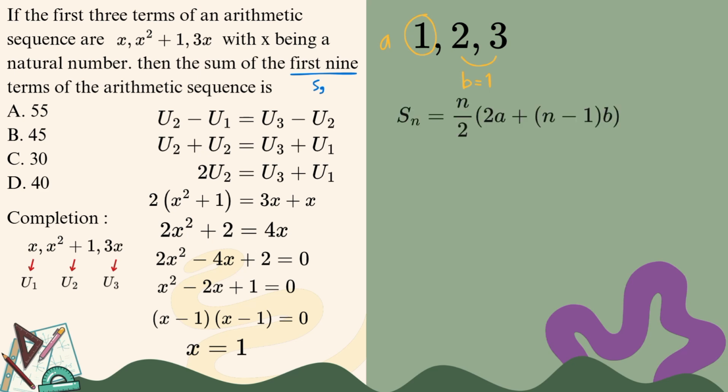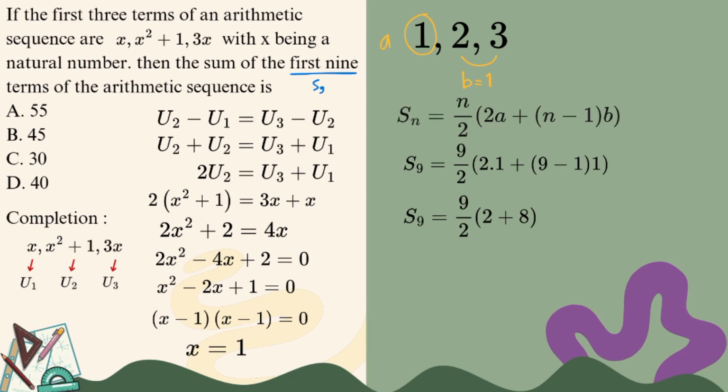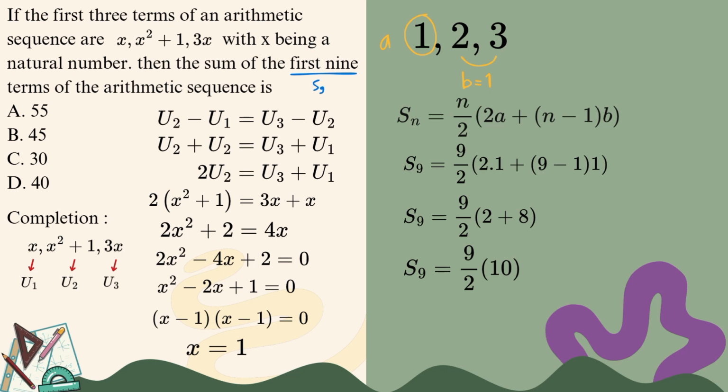The general form of Sn is n divided by 2 times 2 times A plus in bracket n minus 1 times B. S9 equals 9 divided by 2 times 2 times 1 plus in bracket 9 minus 1 times 1 equals 9 divided by 2 times 2 plus 8 equals 9 divided by 2 times 10, and S9 equals 45.